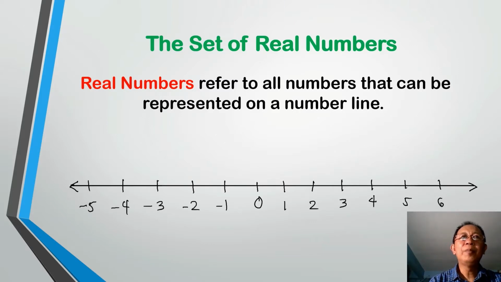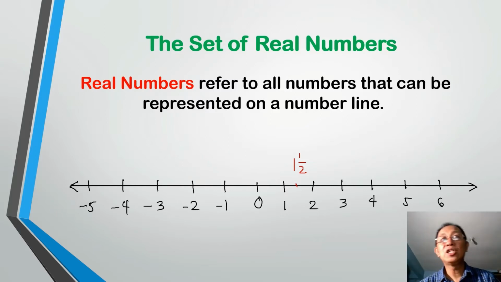But aside from integers, there are also numbers in between two integers. So for example, here, 1/2. There is more here. 1 and 1/2. So 1 and 1/2 is a real number because we plotted it on the number line.